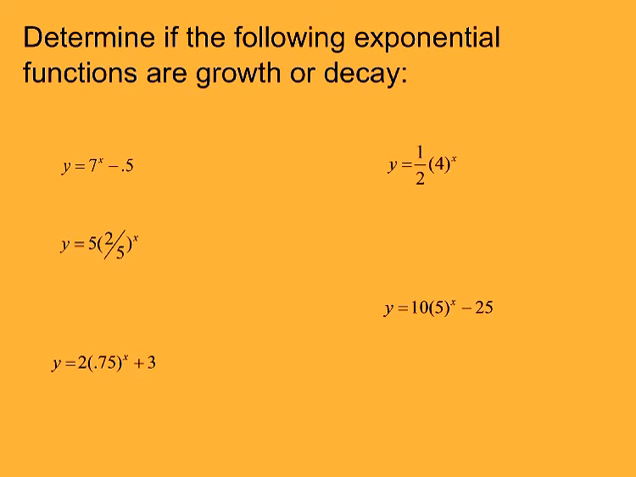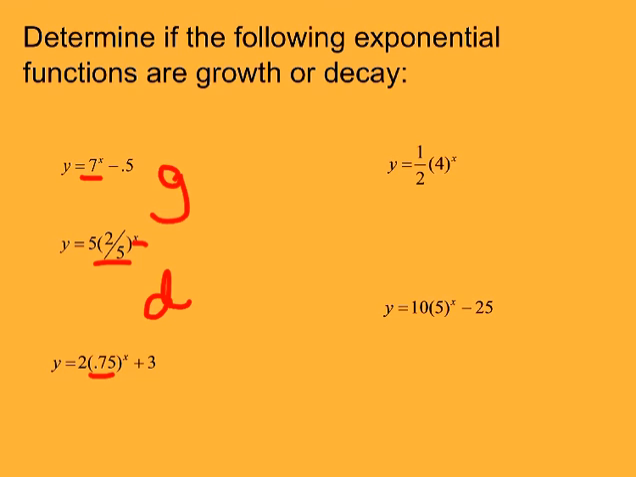Last but not least, we want to determine if something is growth or decay. You know it's growth if the number that the x is being raised to, the base, is 1 or greater. So I'm just going to put a G for growth on that one. Here, 2/5 is being raised to the x power. Well, that's less than 1, so this one's going to be decay.